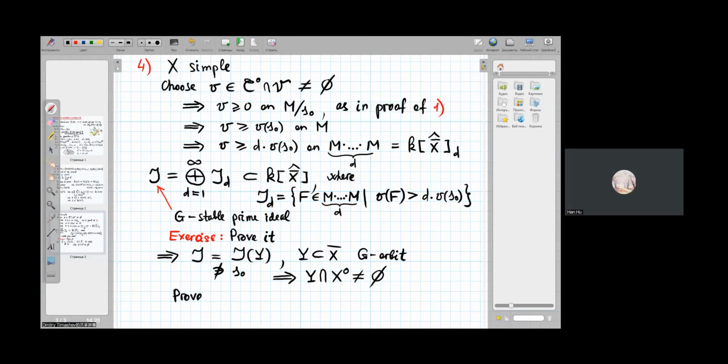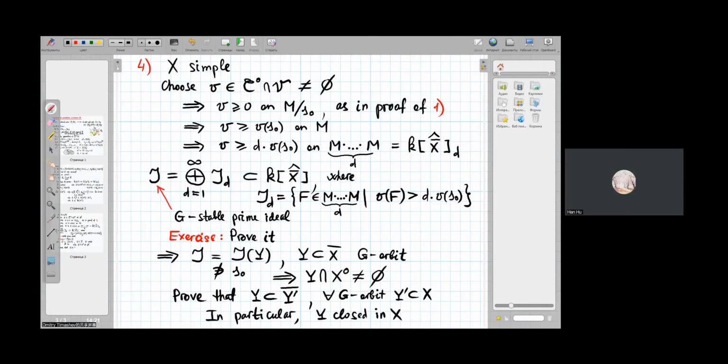We shall prove that Y is contained in the closure of any other orbit in X. If we prove this, then in particular, this will imply that Y itself is closed. Y will be closed in X, not in X bar.